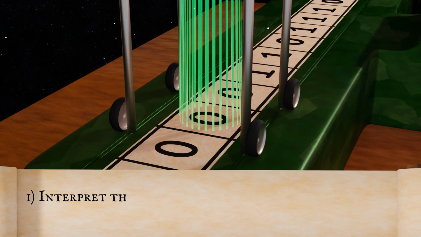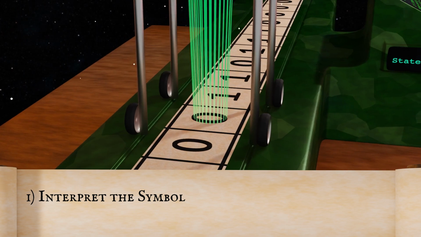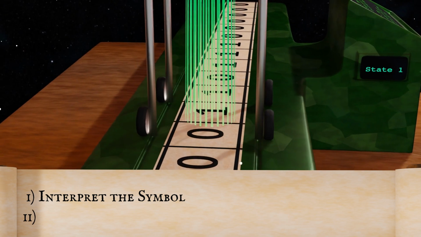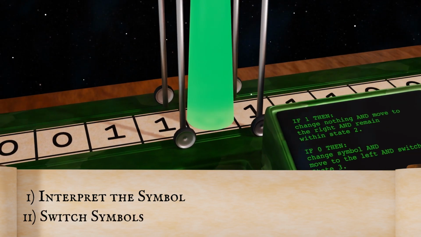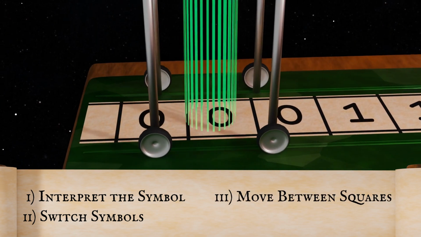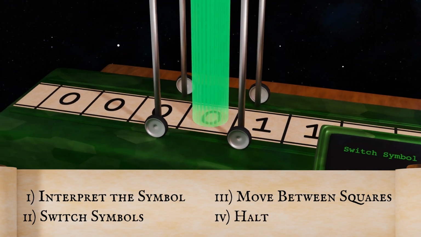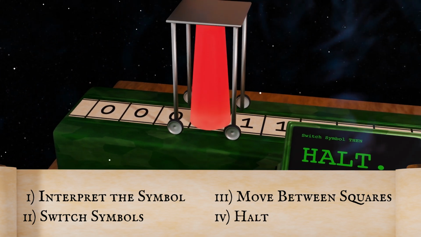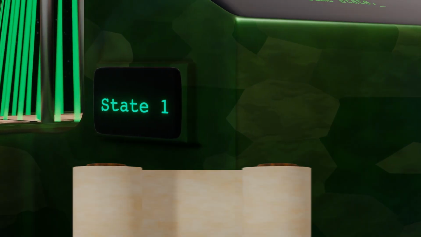The head needs to be capable of performing these 4 tasks. 1. Interpret the symbol within each given square on the tape. 2. Switch symbol within squares. 3. Move between squares. 4. Halt or stop all activities. That's it. And then we have the state register.